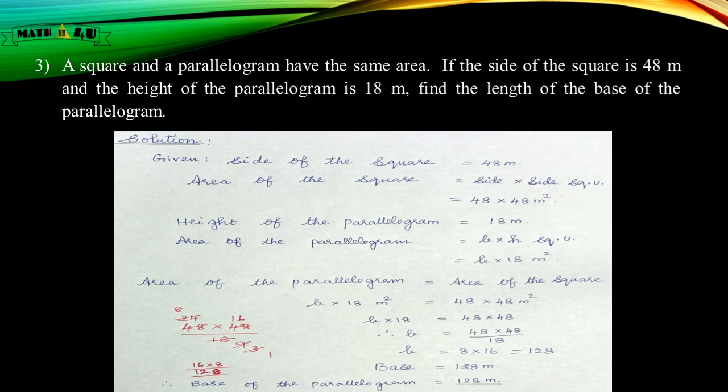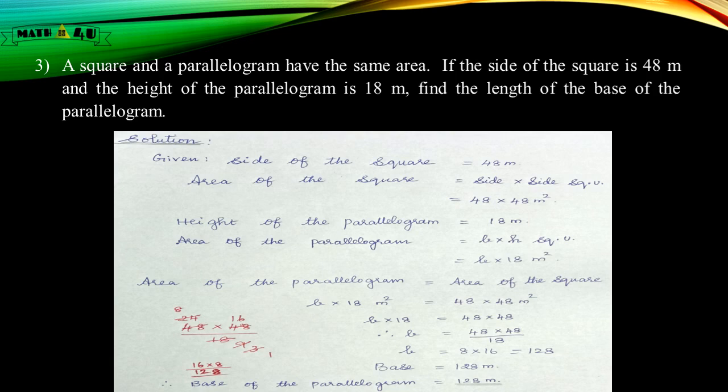A square and a parallelogram have the same area. If the side of the square is 48 meter and the height of the parallelogram is 18 meter, find the length of the base of the parallelogram. Remember that in this problem it is given that area of the parallelogram is equal to area of the square. From this, we are going to find the length of the base of the parallelogram.